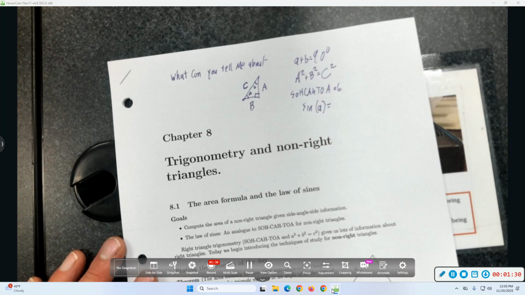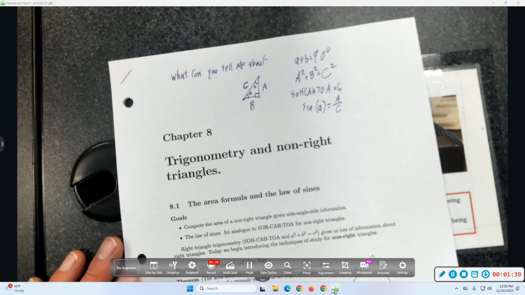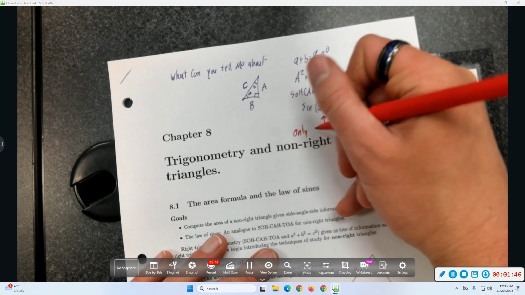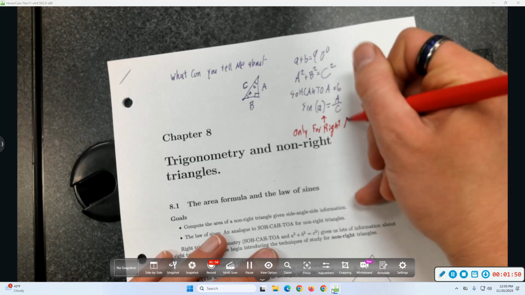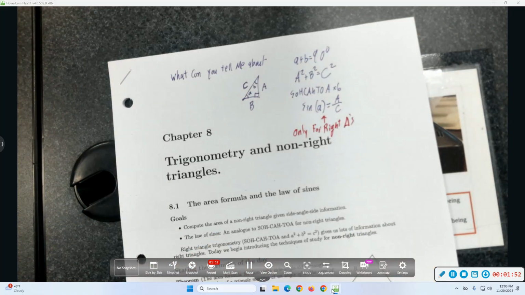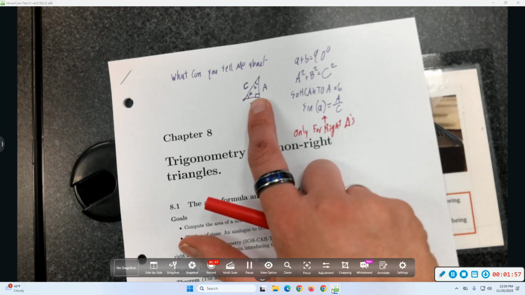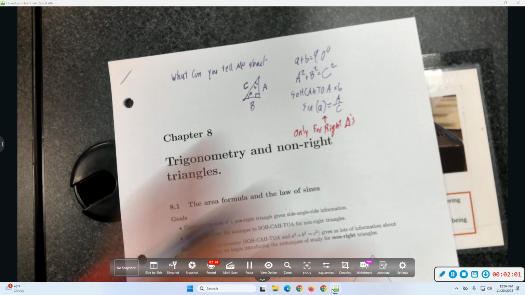Cool. Sine of A. Using that triangle, what can you tell me about sine of A? A over C. Cool. And then like 6 more of those. Those are only true for right triangles. If that angle's not a 90-degree angle, none of those things have to happen. They might accidentally happen, but they won't.